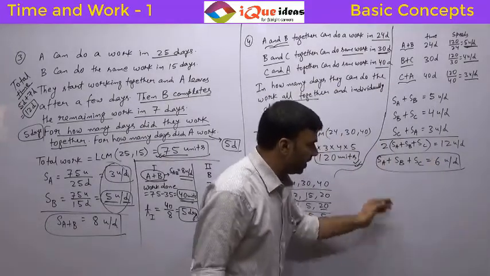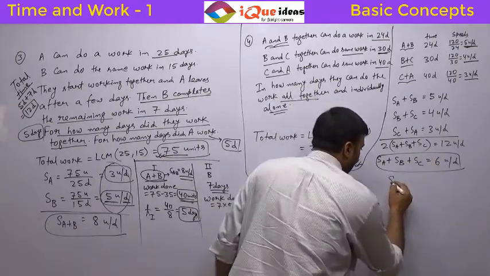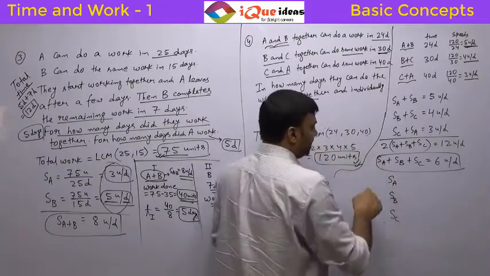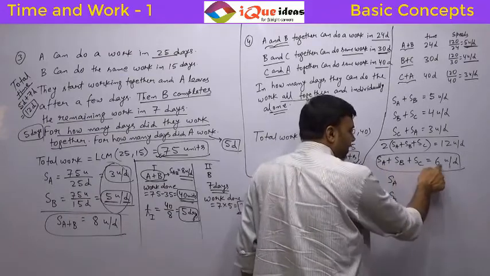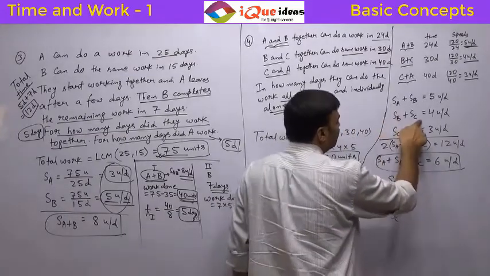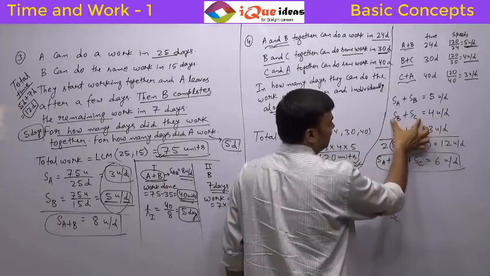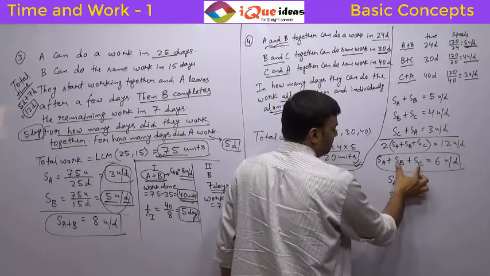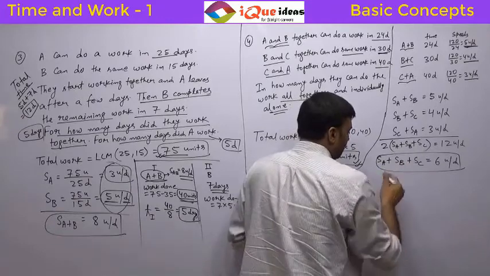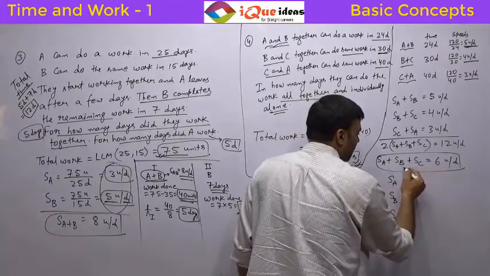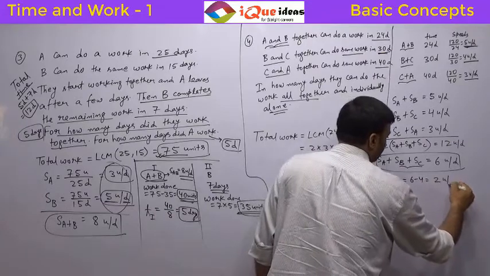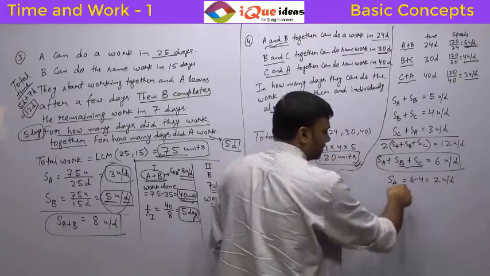From here you can calculate the individual speeds also. Let's see how. Speed of A, speed of B and speed of C. Look at this. Combined speed of all the three together is 6 units per day. B and C together is 4 units per day. So speed of B plus speed of C is 4 units per day. Put 4 here in place of B and C together. You will get speed of A equal to 6 minus 4, that is 2 units per day. So we have got the speed of A.